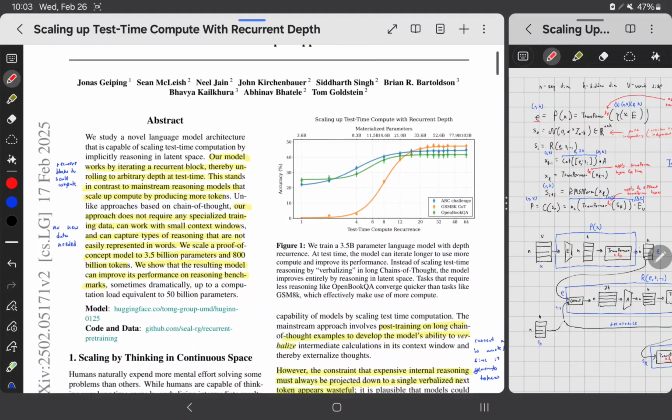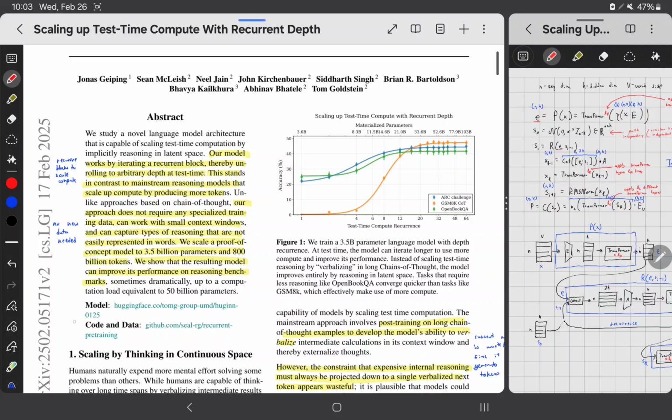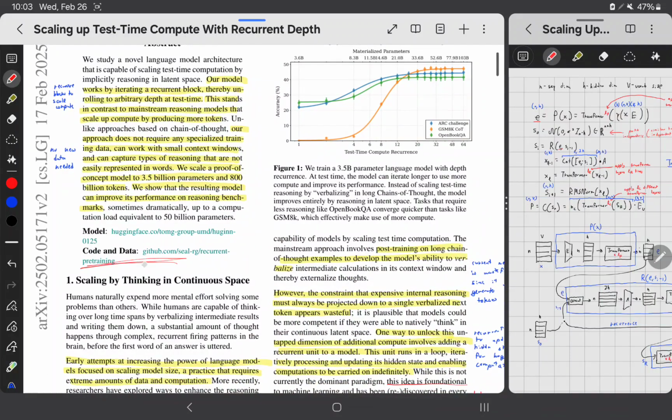So it's very interesting. They have the model weights here, so you can just go and use it on Hugging Face, and they have the code here and the data. So fantastic. Truly open source right here. Very big fan of that.